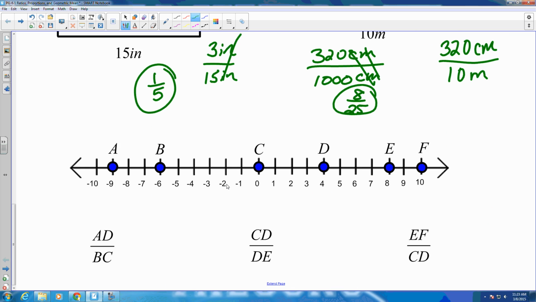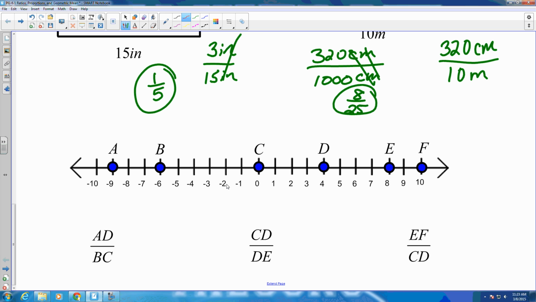Looking at the number line, they give us distances here. I have 3 examples to choose from. They want us to find the ratio of the distances. So the first one is the distance from A to D over the distance from B to C. So I look at A, which is right here, and D, which is over here somewhere. I want to find the distance. So this is at -9.